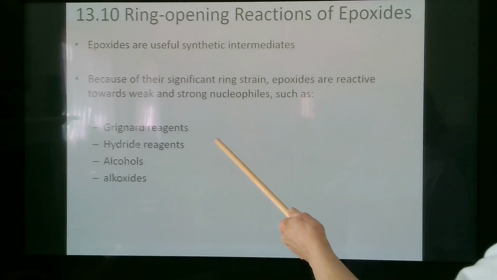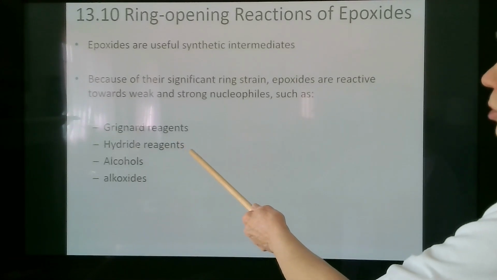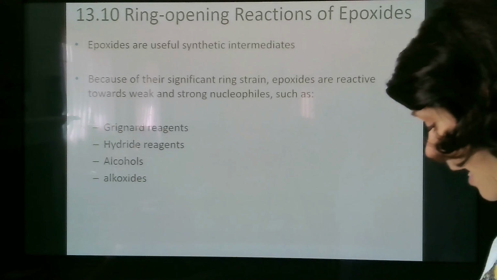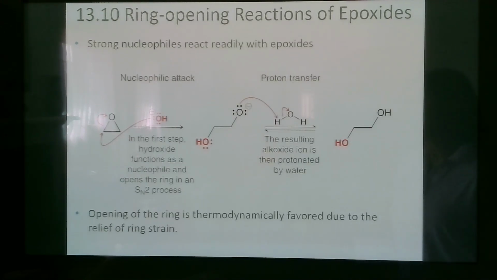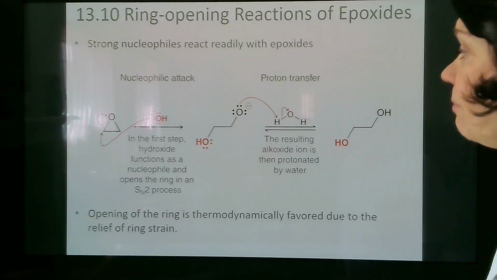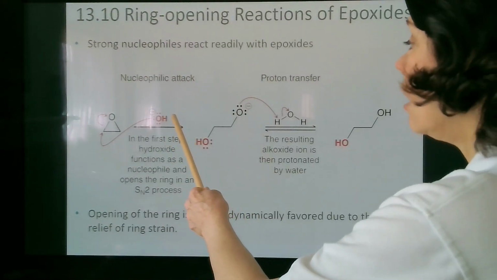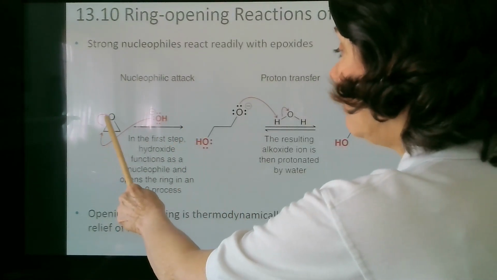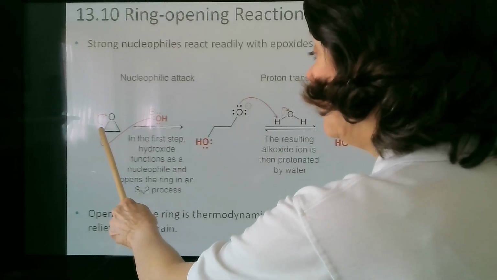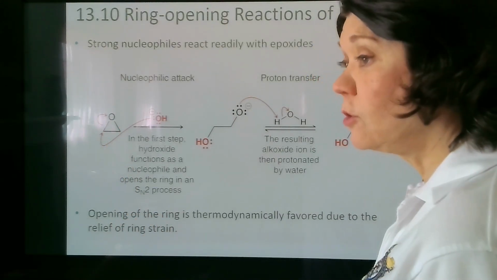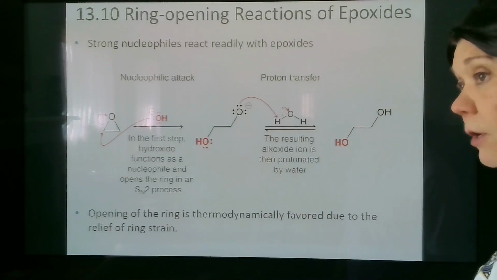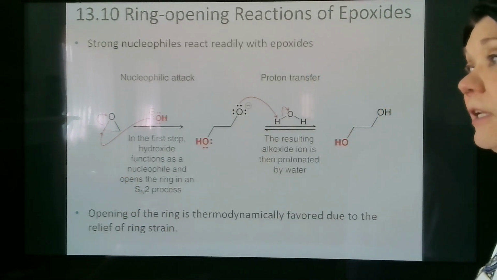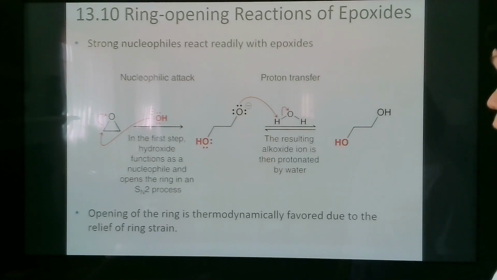Examples you'll see are Grignards, hydride reagents, alcohols, and alkoxides. Strong nucleophiles react readily with epoxides. For example, hydroxide will attack this. Remember, these two carbons are both going to bear a partial positive charge because oxygen is very electron withdrawing. It is high in electronegativity, second only to fluorine.